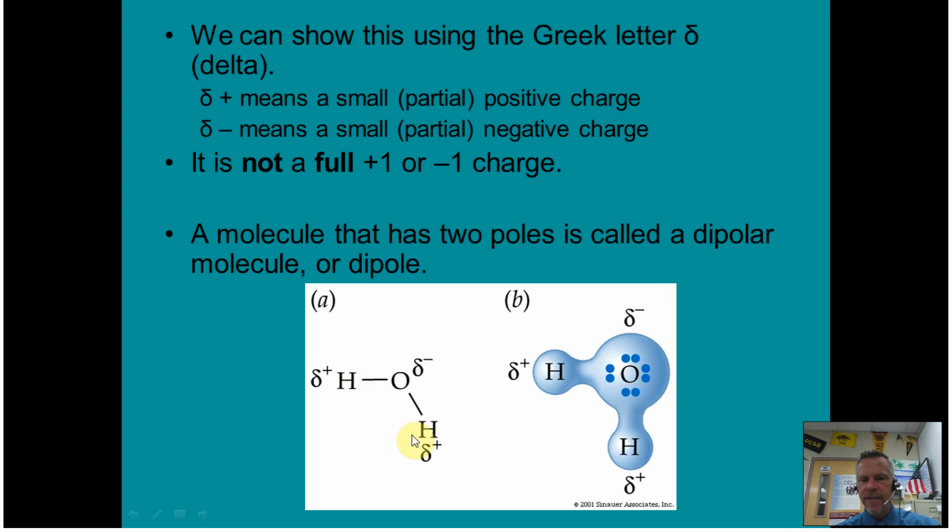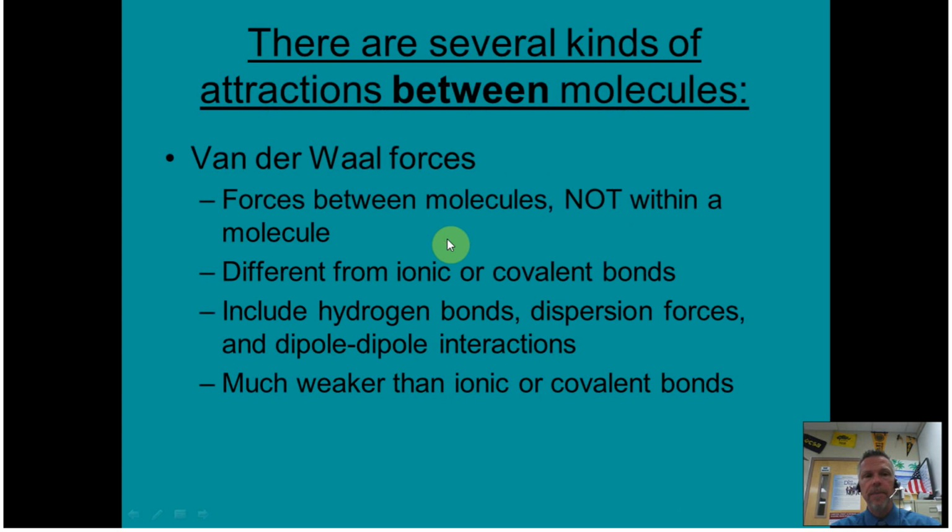This balances out these two. The whole molecule is neutral, but there's an uneven charge distribution in the molecule. And any molecule that has two, we would call these poles. Here's a positive pole and here's a negative pole. We call this a dipole. And that's where the word polar comes from when we're talking about polar covalent bonds.